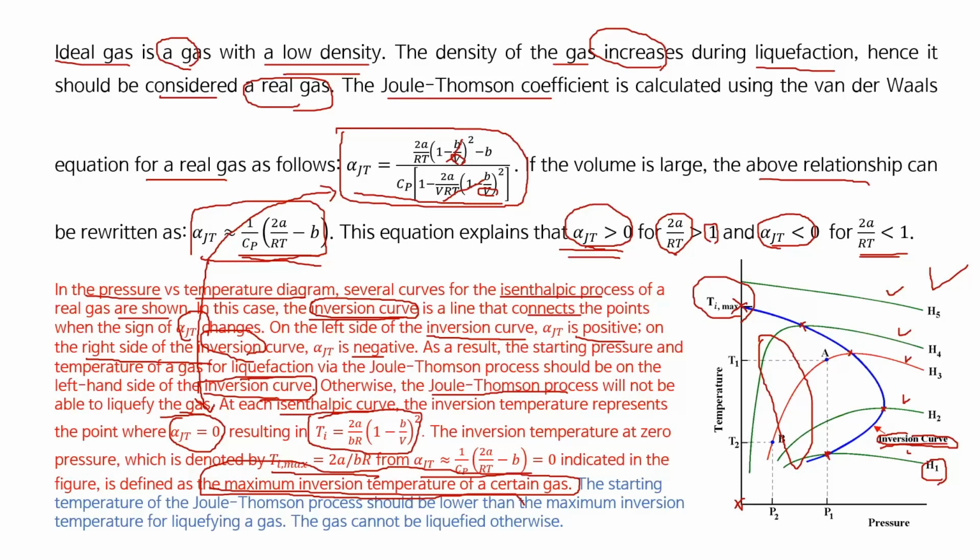So the starting temperature of the Joule-Thomson process should be lower than the maximum inversion temperature for liquefying gas. So if we want to liquefy a certain gas, then the starting point of the Joule-Thomson process should be lower than this maximum inversion temperature. Otherwise, the gas cannot be liquefied.